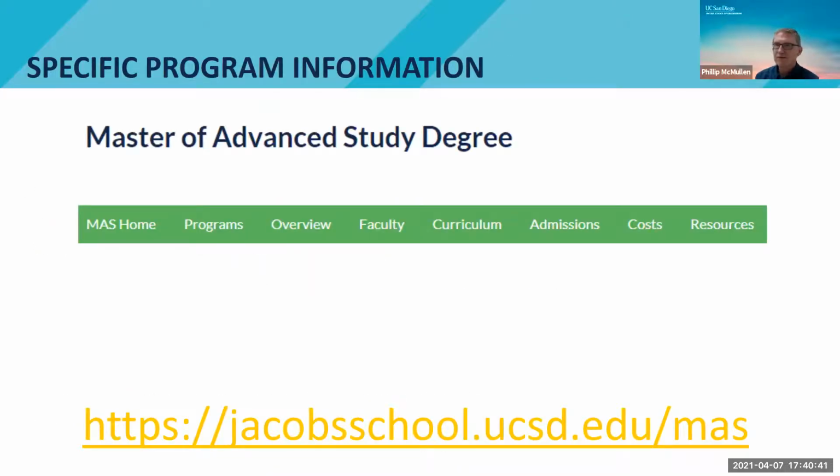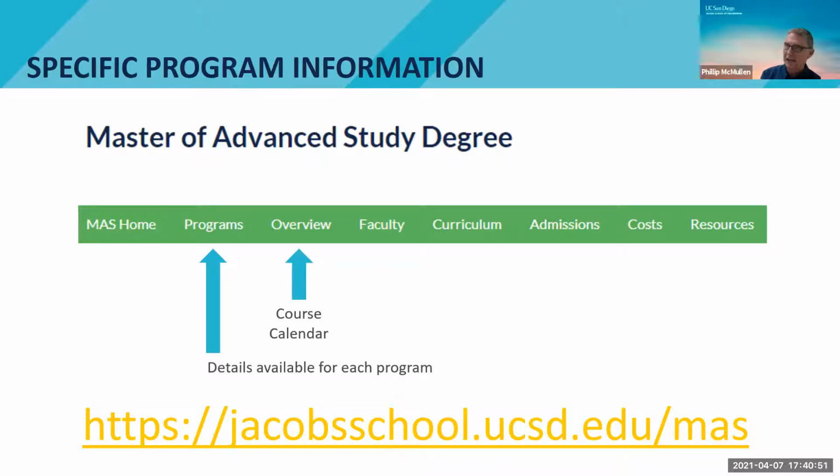So we have a lot of information on our webpage. Each of the programs has unique information with details about that program, an overview, a course calendar for that specific program, information about the faculty who teach in the program, and more information on the curriculum in that program: classes, what's covered in the classes, and admissions-specific information. It's a little bit different for each of the programs. There's information about the cost, what's included in them, and then resources, which includes an FAQ. So a lot of information on our website per program.